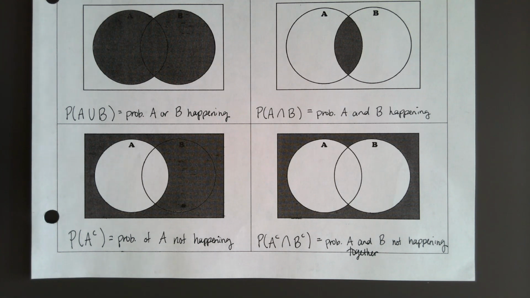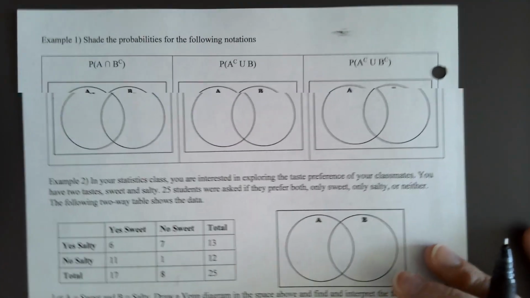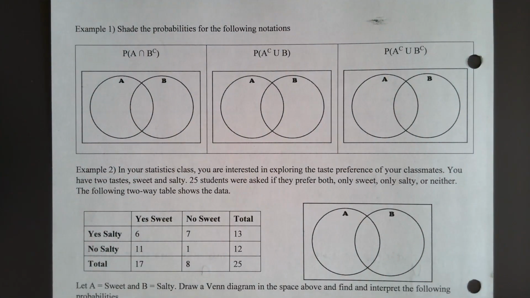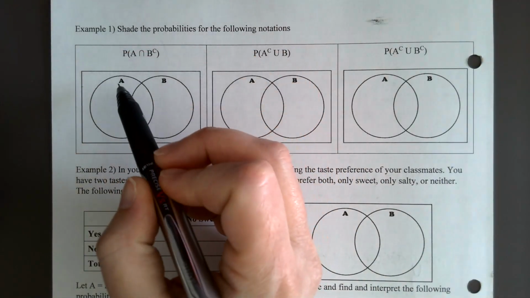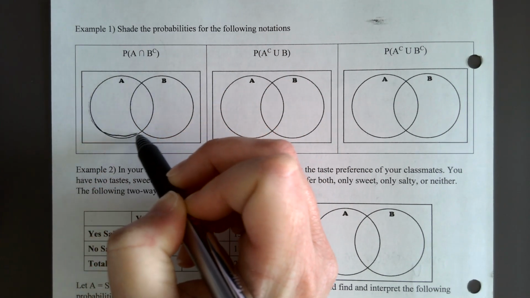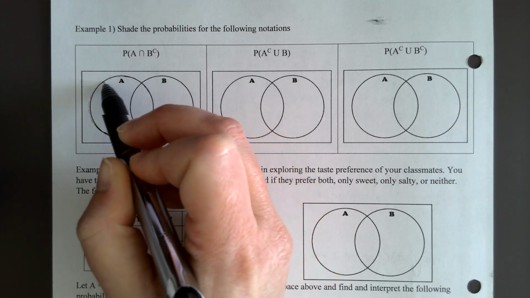So we're going to do a couple more of these shadings on the next page, and then we're also going to apply it to a problem and figure out what that's going to look like. So looking at our next piece, we're going to shade the probabilities of the following notations. So we have our probability of A intersection B not happening. So we have our probability of A. So everything in here in A is going to be our A happening.